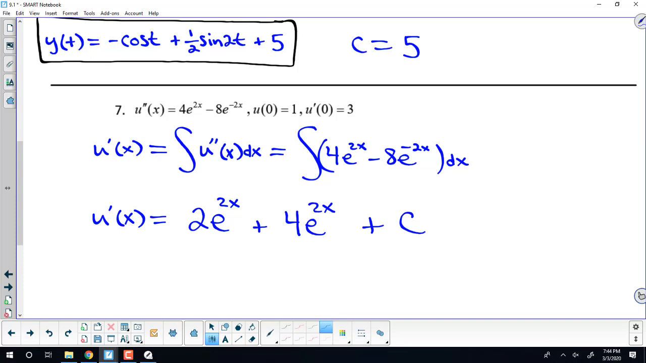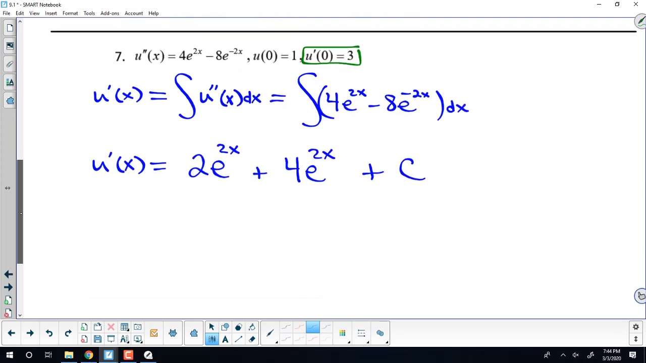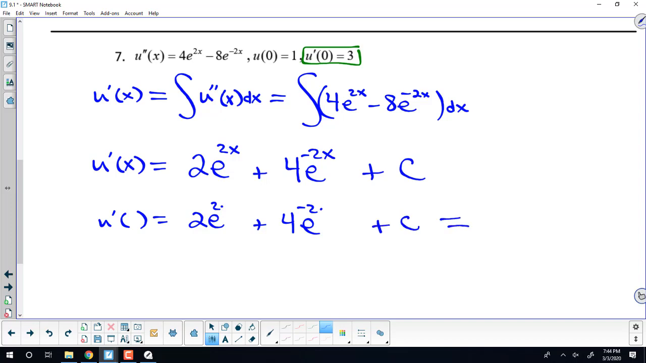And then we're going to use the fact that u prime of 0 is equal to 3, and our space is the xu coordinate system. Okay, so we have 2 times e to the 2 times 0, plus 4 times e to the negative 2 times 0, plus c. All of that should be 3.